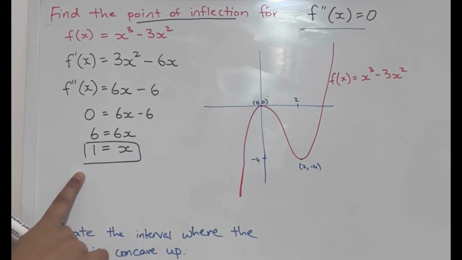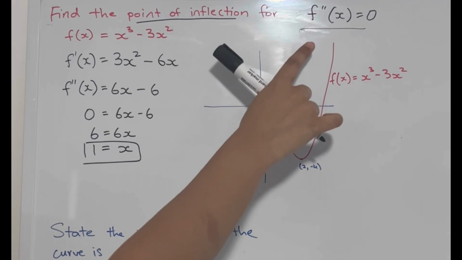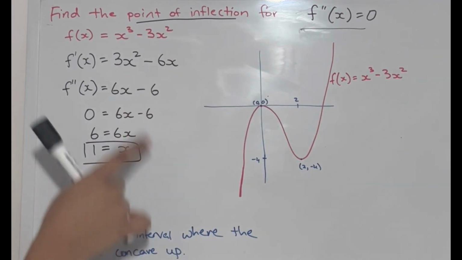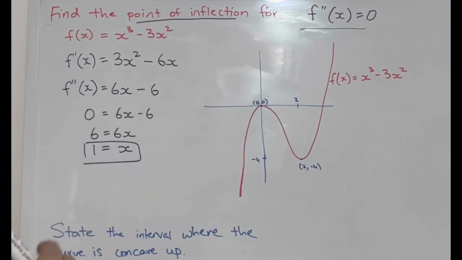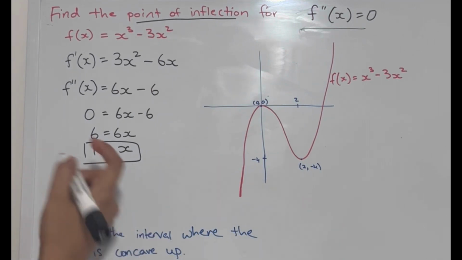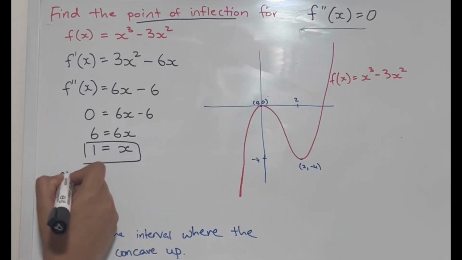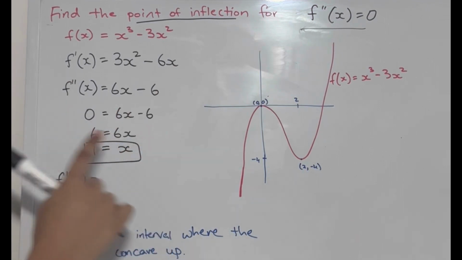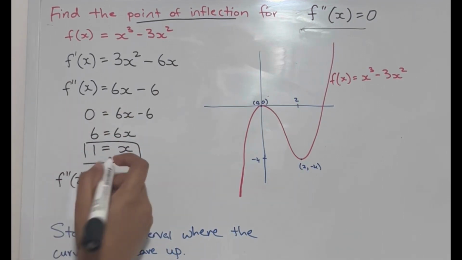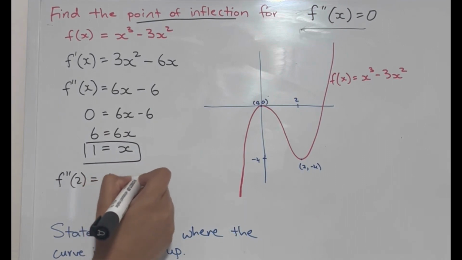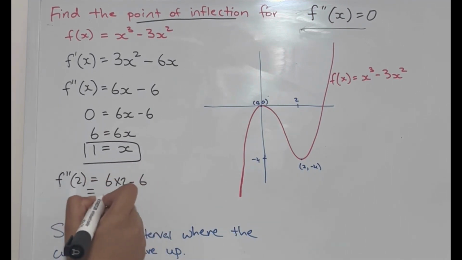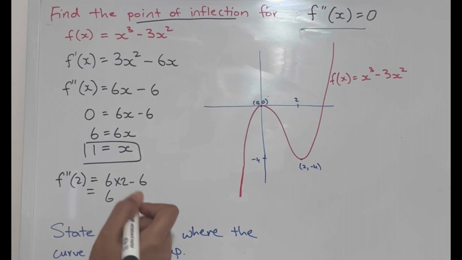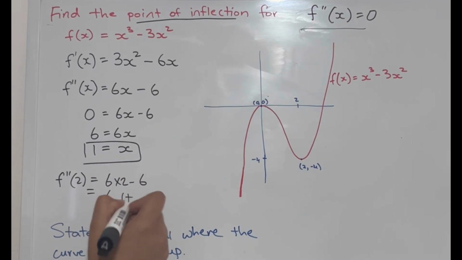Now we also need to make sure that the second derivative on one side of x is positive and on the other side it's negative. So say we sub in 2 in here, well, then what we're going to get is 6 times 2 minus 6, which is 12 minus 6, which is 6, and we can see that that's positive.